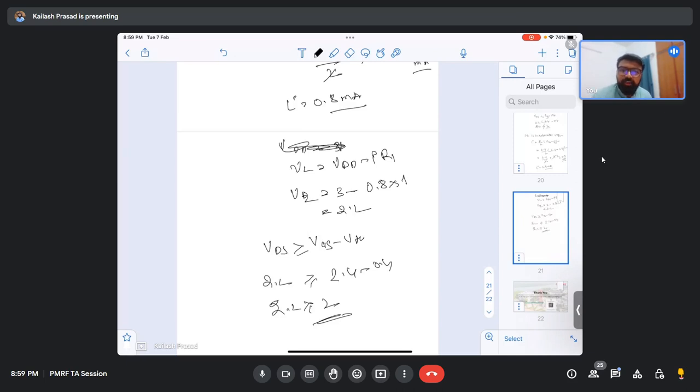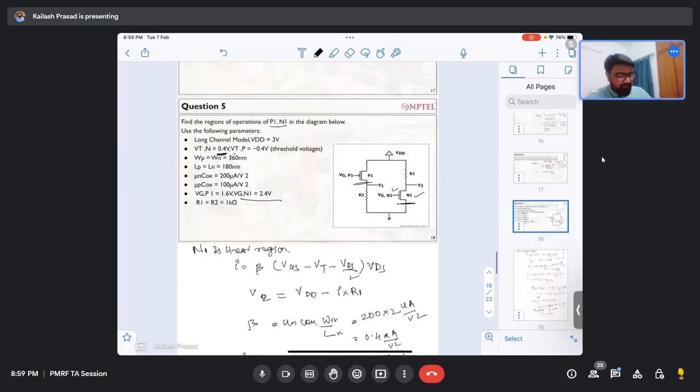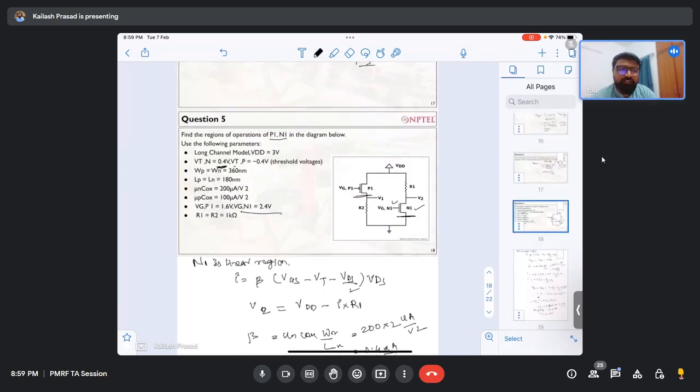So if you know the circuit parameters, by hand calculation you can find out which region your transistor is in. So if I go back to the circuit, N1 is in saturation region. The question for the homework for you guys is, what is the region of my P1? This calculation was long, but I think it was fairly simple.